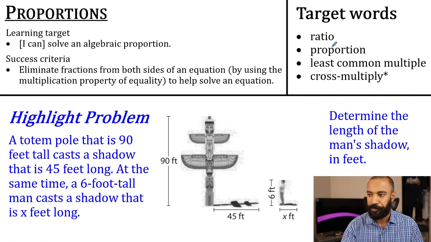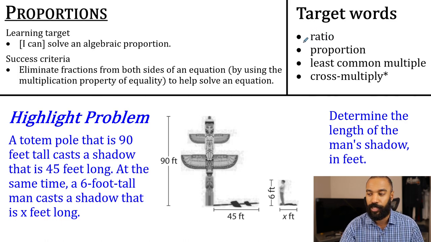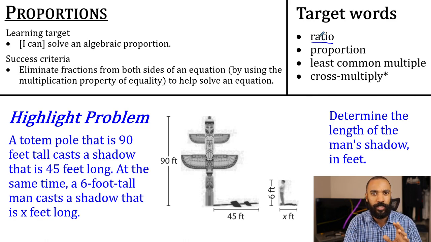A ratio. Ratio is another simple way of saying, for us, mathematically, fraction. A ratio is going to be a fraction. It's how you compare the quantitative values and scales and sizes of two things that can be measured.